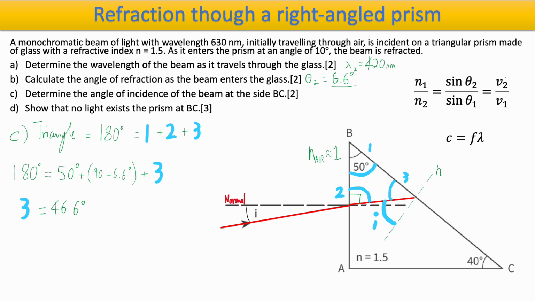However, like we see now, that angle of incidence we want is going to be 90 minus that, giving us 43.4 for the answer for C.